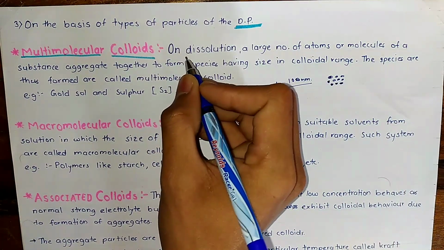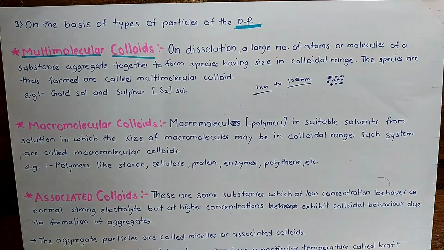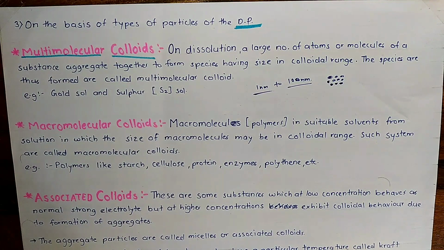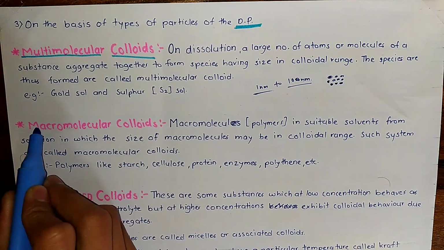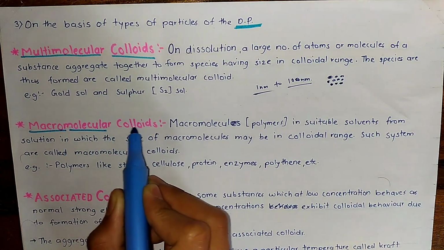In these solutions, a large number of atoms or molecules of a substance aggregate together to form species having size in the colloidal range. The species thus formed are called multimolecular colloids. And the second type is macromolecular colloids.